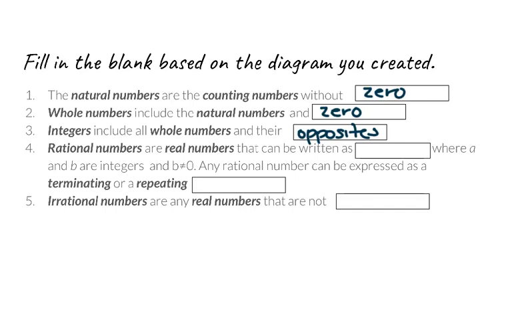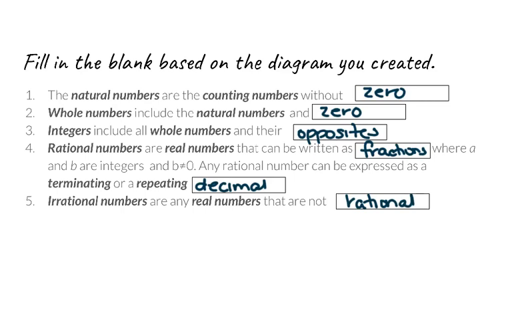Rational numbers are real numbers that can be written as fractions, where a and b are integers and b does not equal 0. Remember I told you you can't divide by 0, it will give you an undefined. Any rational number can be expressed as a terminating or repeating decimal, okay? So not only can rational numbers be represented as fractions, we can also represent them as either terminating or repeating decimals. Irrational numbers are any real numbers that are not rational, okay?